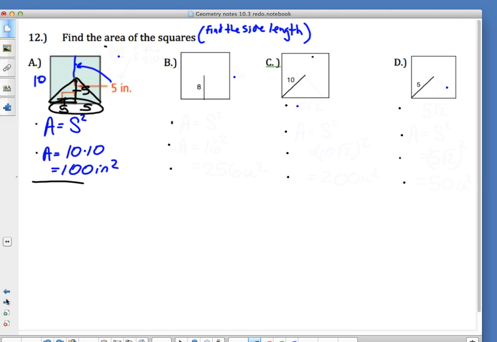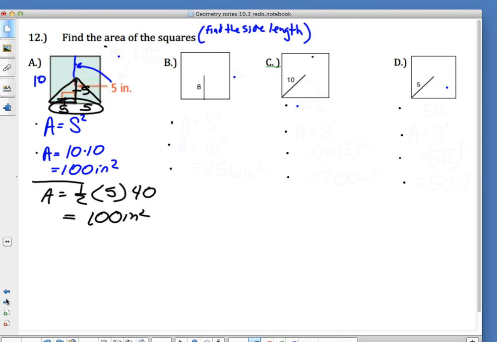Or, once again, using S squared. Or I could recognize that I had A equals 1/2 times my apothem, which in that case was 5, times my perimeter, which is 10 times 4, remember, 40. What's 20 times 5? It's still 100 inches squared.